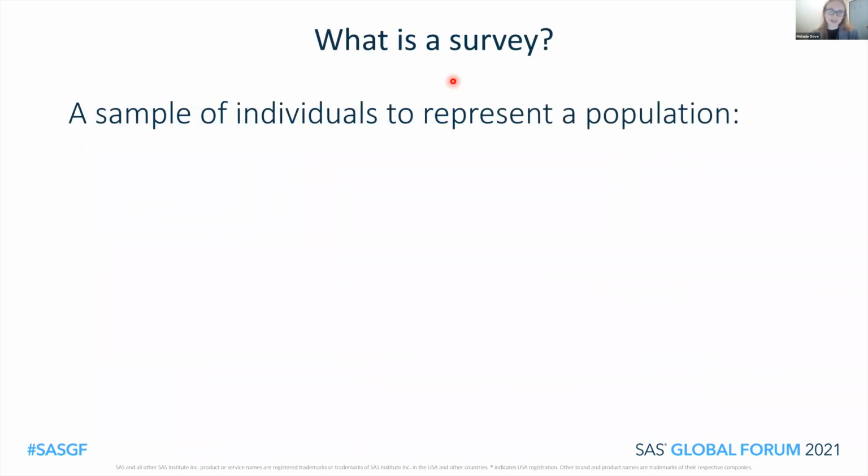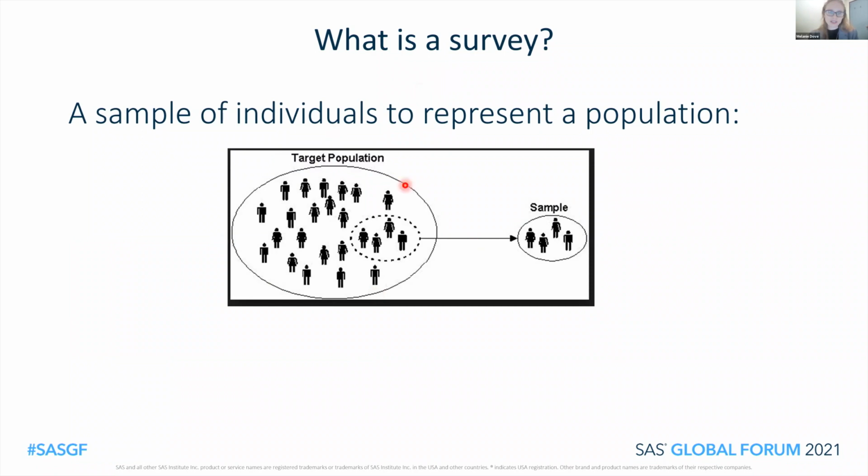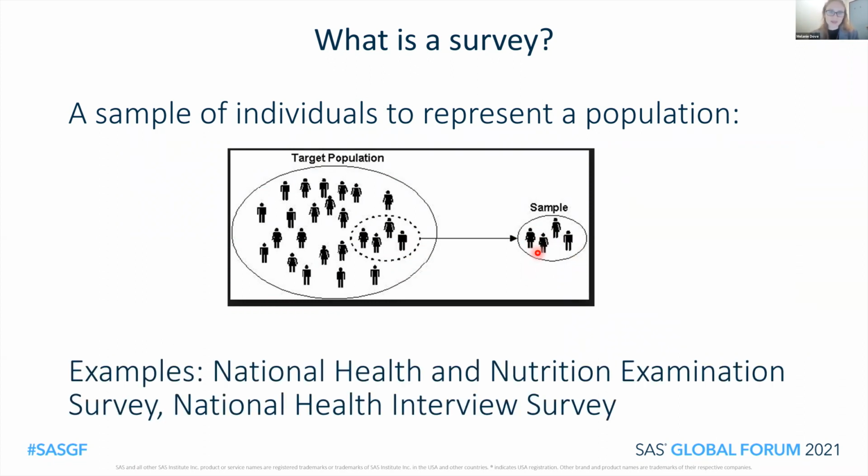So what is a survey? It's a sample of individuals that represent a population. As shown in this illustration, in the large circle, we have the target population. And from the target population, we are selecting 4 individuals to be in our sample or our survey. Some examples of surveys are the National Health and Nutrition Examination Survey or the National Health Interview Survey.